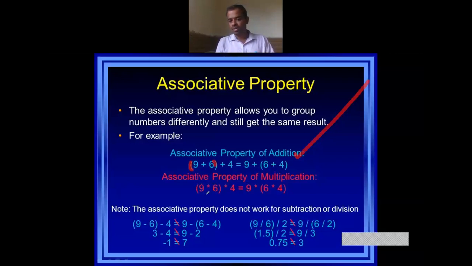Associative property of multiplication. Here, 6 nines are what? 54. 54 into 4? What's the answer?